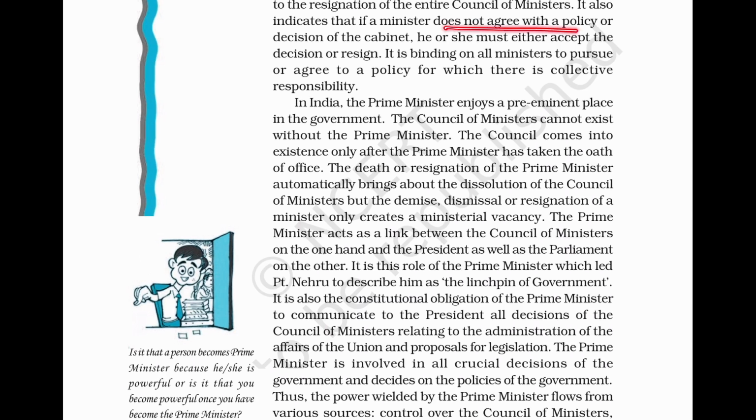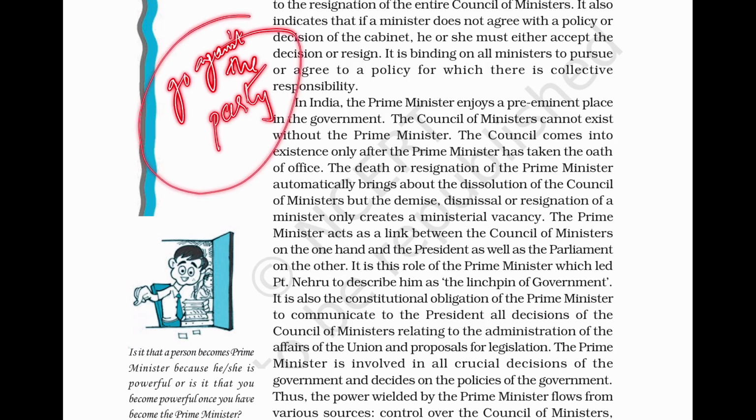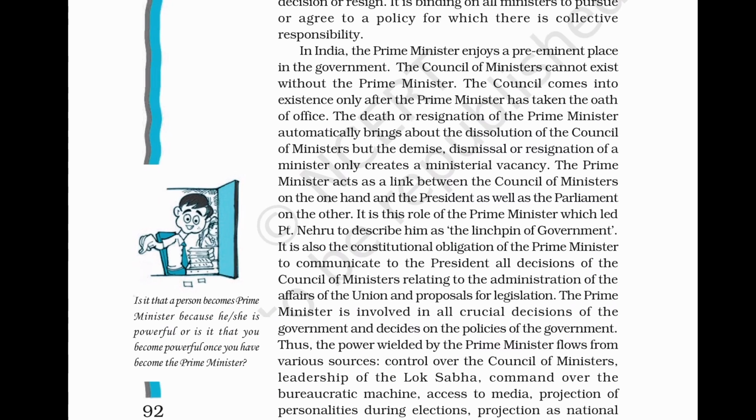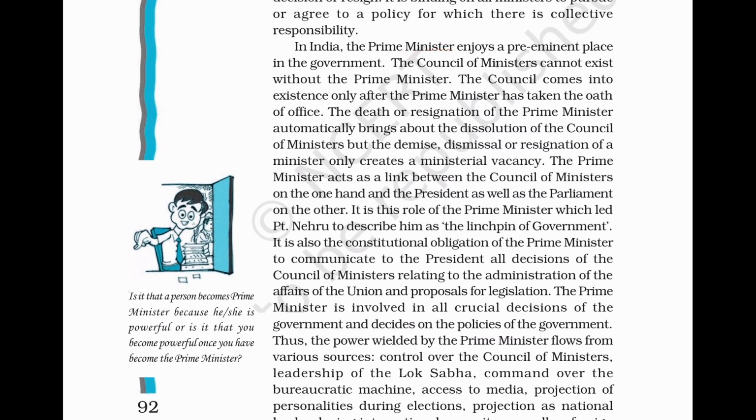Also, if a minister does not agree with a policy of the decision or the cabinet's decision, उनको या तो फिर resign करना पड़ेगा या decision मानना होगा. You cannot go against the party. ठीक है, जहाँ से आप elected हैं, या फिर आप पार्टी छोड़ दो, either you leave the party or you just stick to what they are telling. So it is binding.